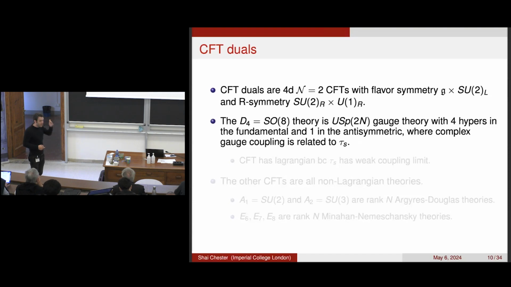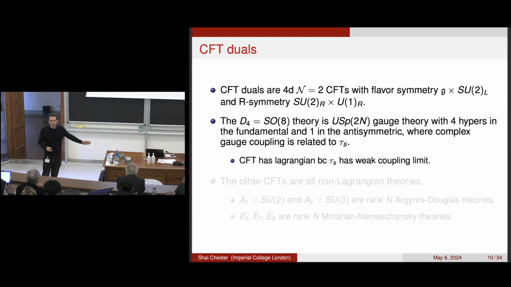So the simplest example of the theories we've discussed, or really 6 theories, is the D4, i.e. the SO(8) theory. Because in that case, you can actually write down a Lagrangian for this dual CFT. In that case, the Lagrangian is a USp(2N) gauge theory with 4 hypermultiplets in the fundamental and 1 in the antisymmetric, where the complex gauge coupling of this gauge theory is related to the complex string coupling. The reason why you have a Lagrangian is because this is the special case where tau could take any value. You might remember from the previous slide, I said that specifically for the D4 theory, tau can be any value. And that's why it has a Lagrangian.